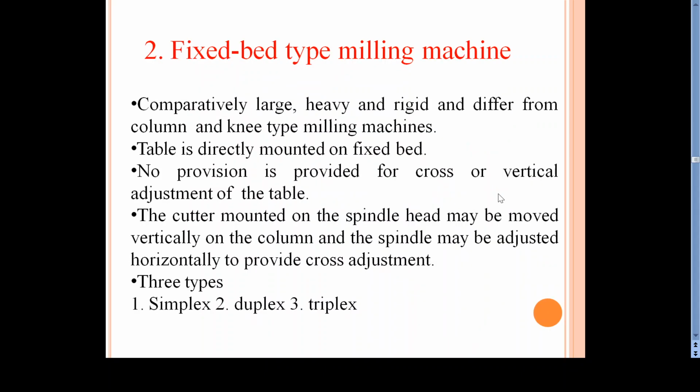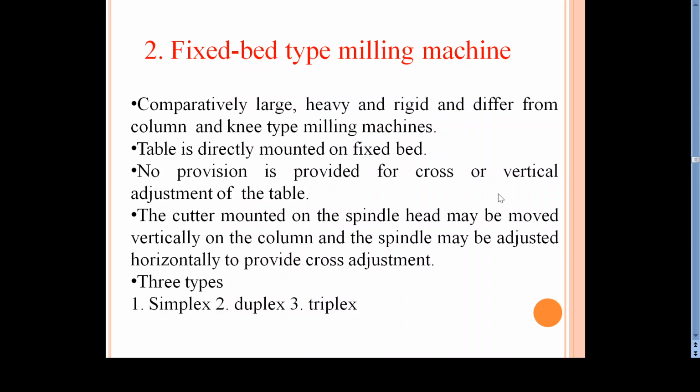Then the second type of milling machine is the fixed bed type milling machine. It's comparatively very large and heavy. It's used for large or heavy duty work, and the table is directly mounted on the fixed bed. No provision is provided for cross or vertical adjustment of the table. So the table actually has only one direction, one degree of freedom.